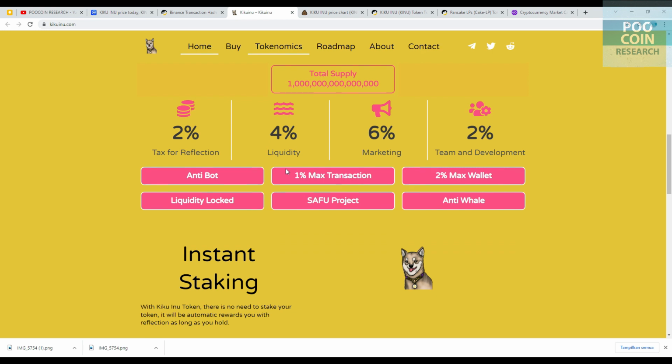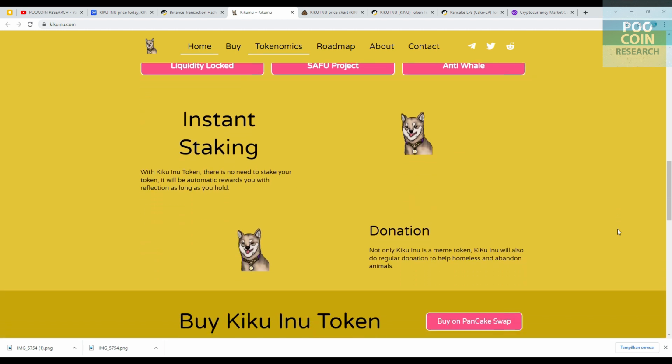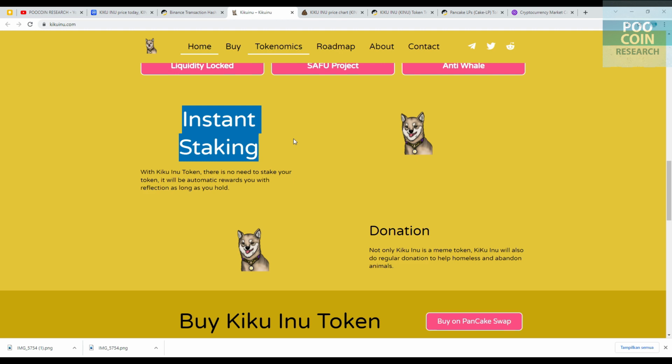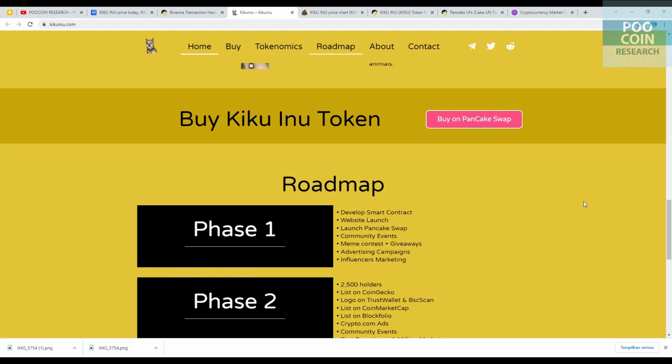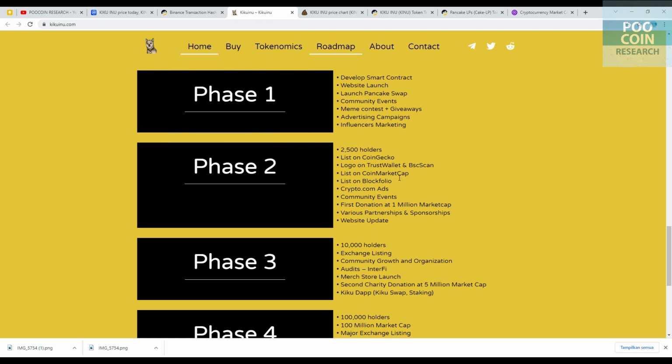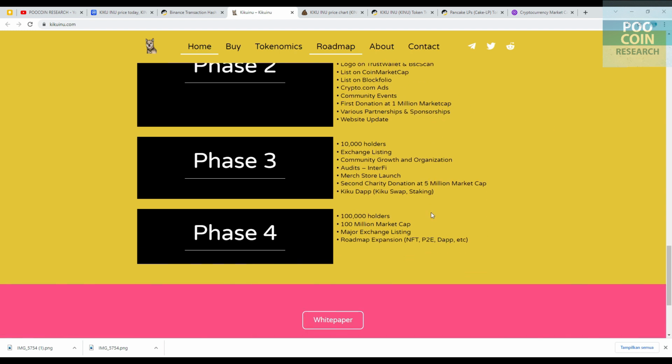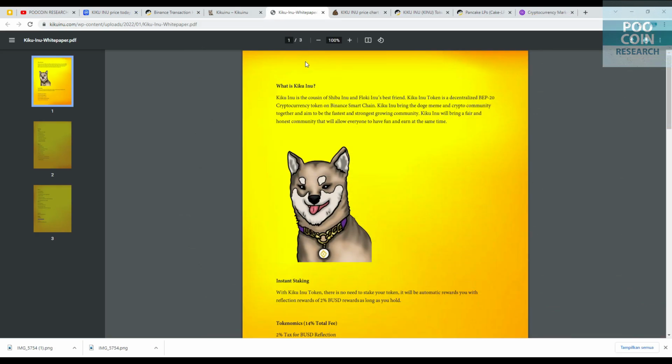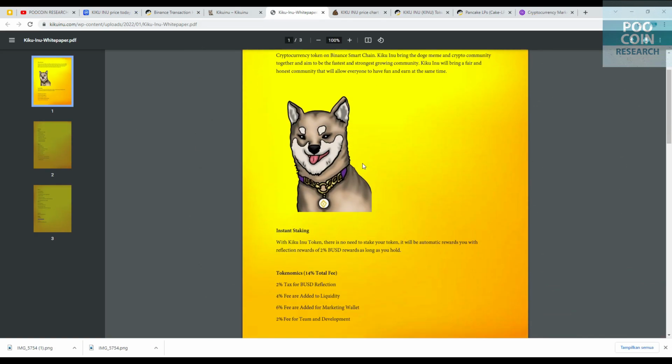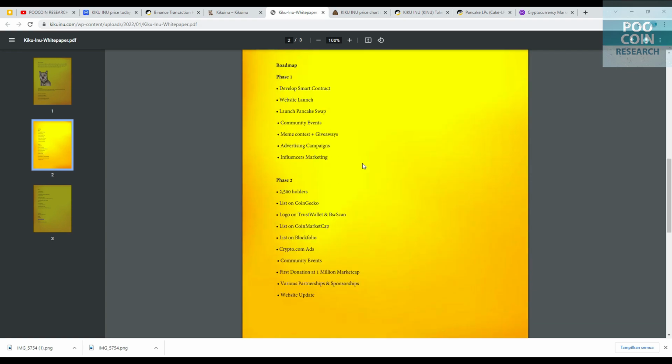This project has an anti-whale mechanism. The maximum transaction is 1%, and the maximum number of coins in one wallet is 2%. Here they use the instant staking method. That means you don't need to do manual staking to get rewards. From their many planned roadmaps, perhaps the most important one to wait for is the DApps project, KikuSwap. This is their white paper. There are only 3 pages, and little information about this token.